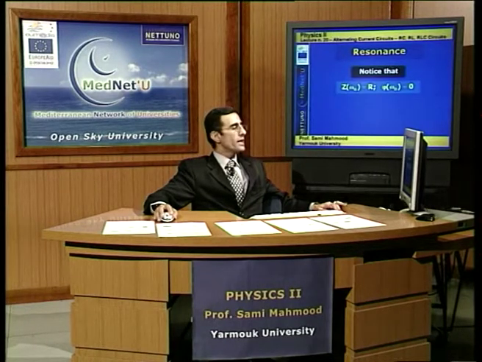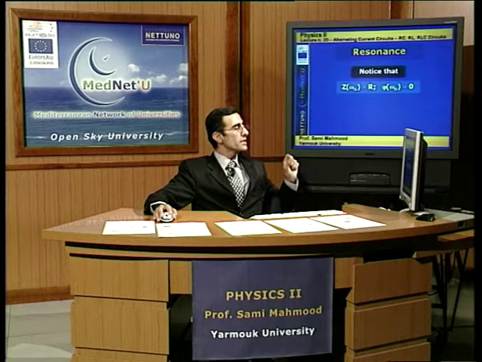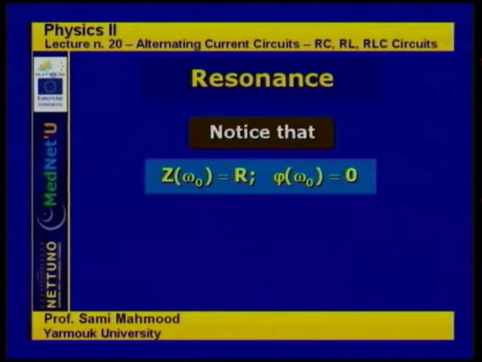Notice that in resonance, the impedance at resonance, Z as a function of omega, Z is a function of frequency, of course. If we set the frequency equal to omega naught, then x is equal to 0, and thus Z, the impedance of the circuit, is equal to simply R, the linear resistance. And notice that also phi, from the formula, tangent phi is equal to x over R. If x is equal to 0, then tangent phi is equal to 0, then phi at resonance is equal to 0. That means the current and the voltage are in phase.